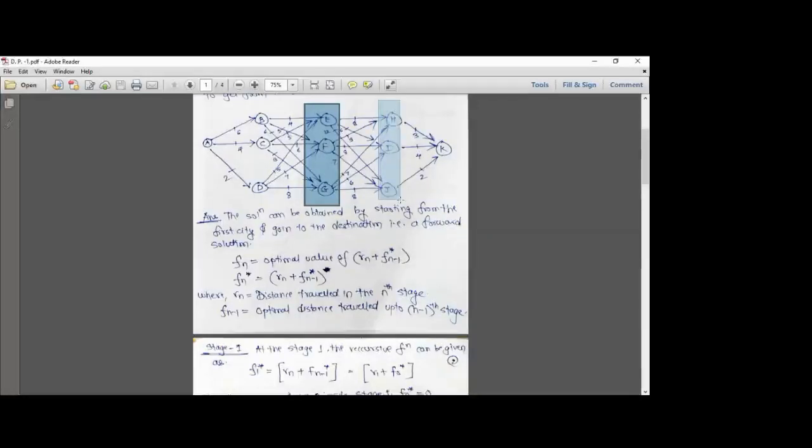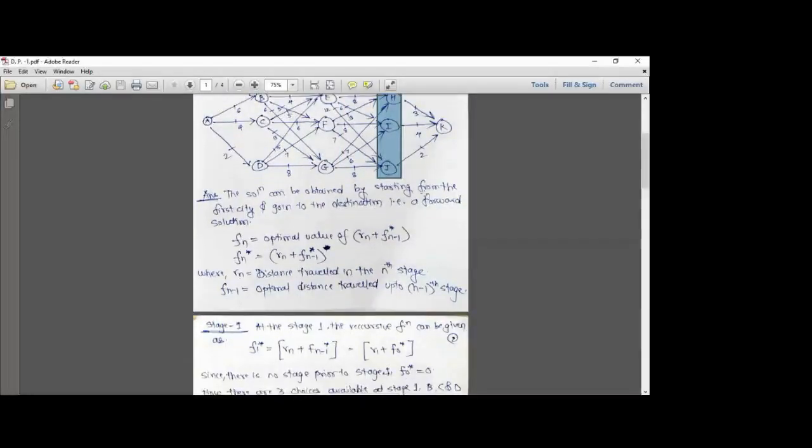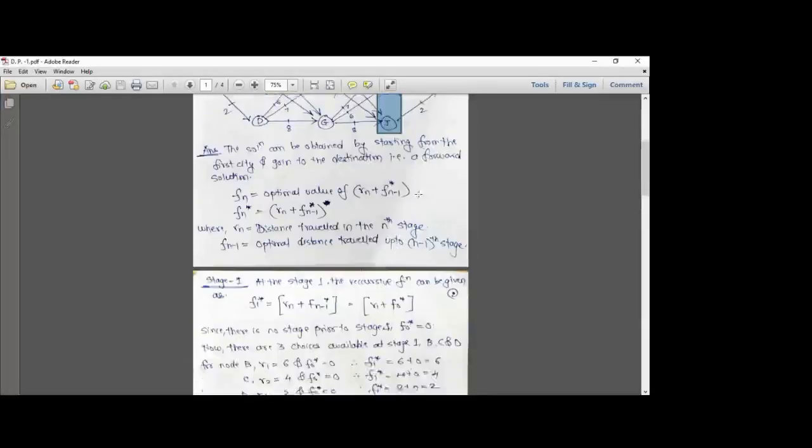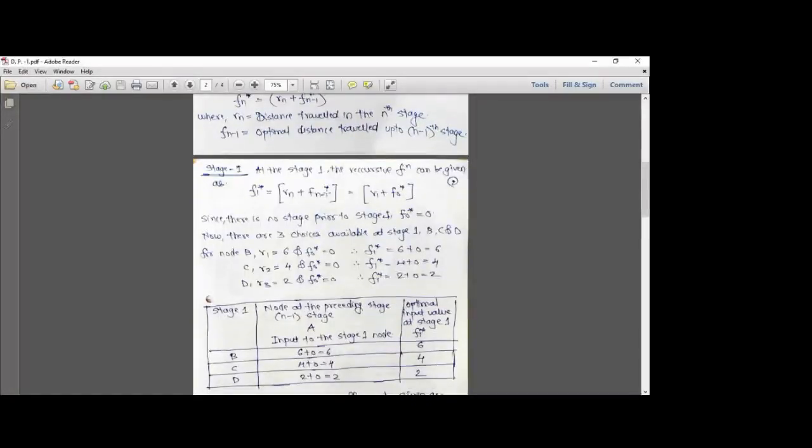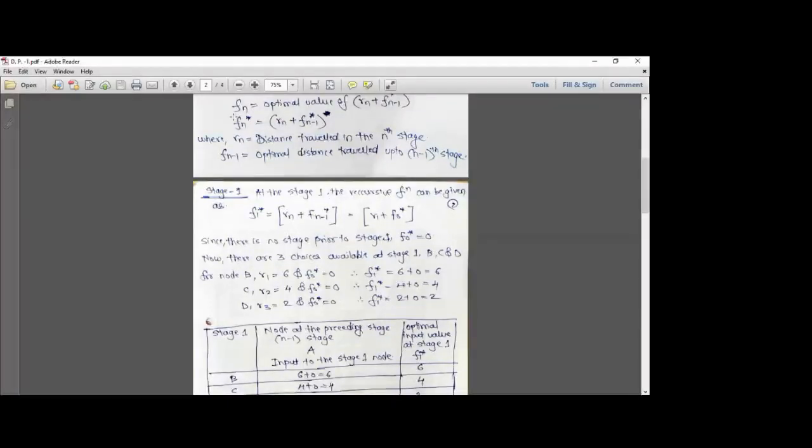So we are going to consider each stage. Let's say she is at stage 1, and now at stage 1 we can write the recursive function. What is Fn now? This n, for stage 1, will have the value 1. So we can write F1 star is equal to Rn plus Fn minus 1 star, so F1 star is equal to R1 plus F0 star. This is the very initial stage, so since there is no stage prior to stage 1, what will be the value of F0 star? The value of F0 star will be equal to 0.